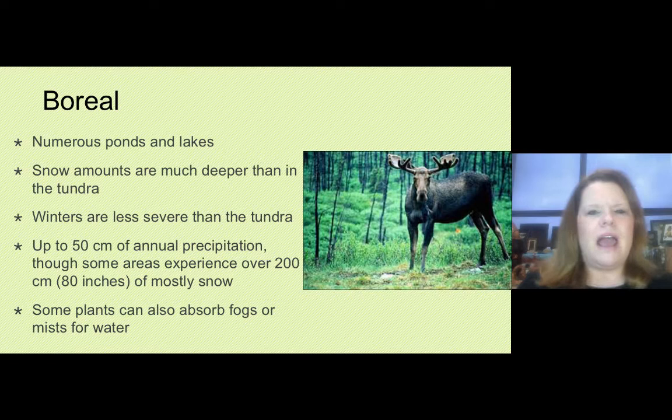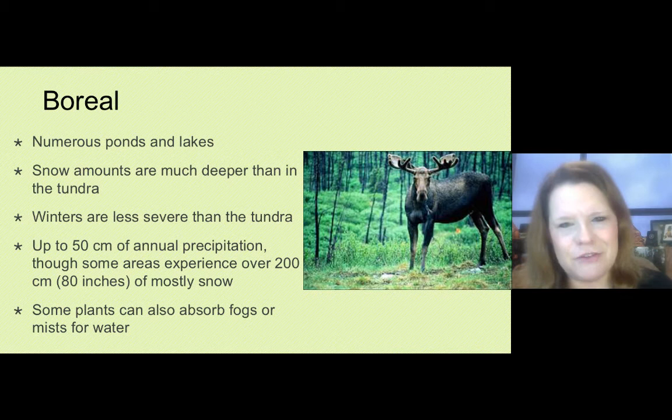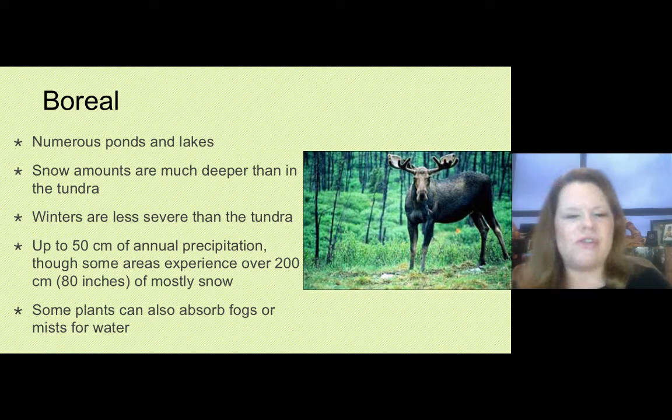Matter of fact, Alaska is known as the state of a million lakes, if you didn't know that. Snow amounts are much deeper than in the tundra, and winters are less severe than in the tundra. We'll be getting to tundra later. Up to 50% of annual precipitation is received in the boreal, though some areas experience over 200 centimeters, which equates to about 80 inches of precipitation a year in the form of snow.